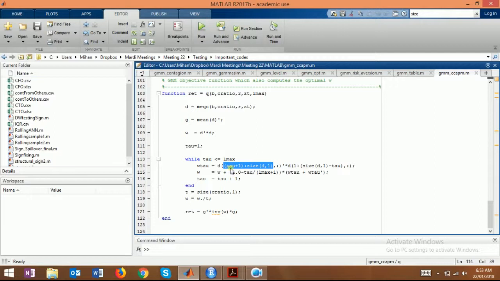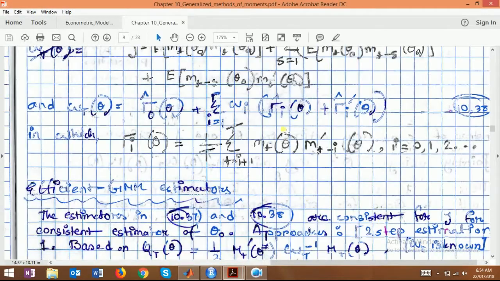Why? This part is increasing, the mt theta part, which is tau plus 1 to size of d, the number of rows you have in d, up to that. It has been transposed, because it's kind of like decomposition, multiplied to 1 to size of d minus tau. So each time you add 1 you reduce from behind, so it's just a lag function, mt minus I. Then W equals W1 minus tau divided by L max plus 1 W tau transpose.